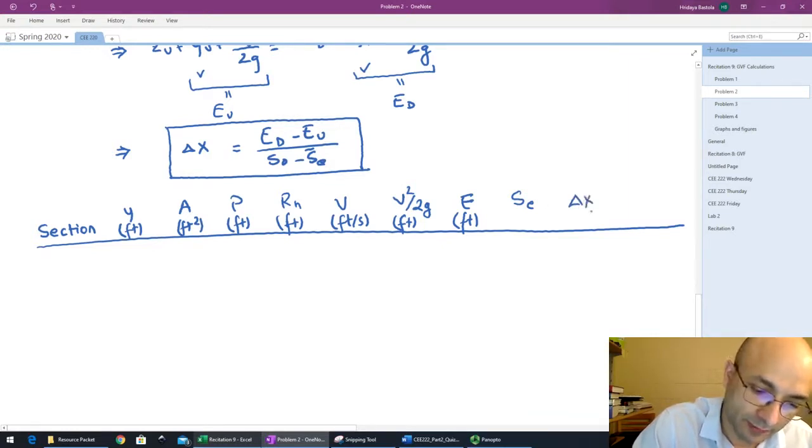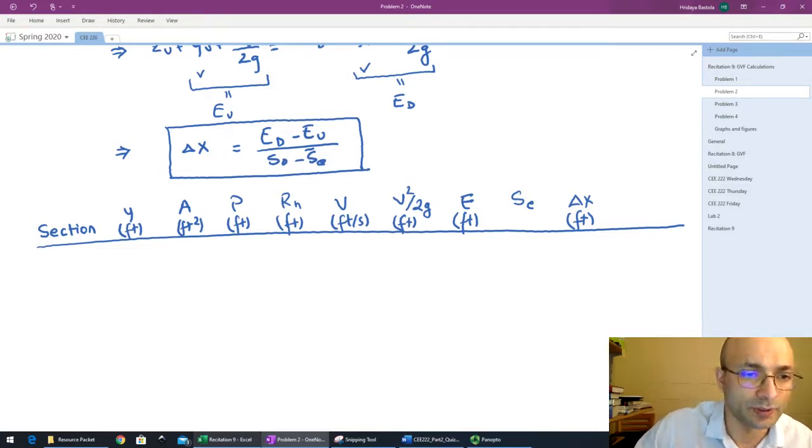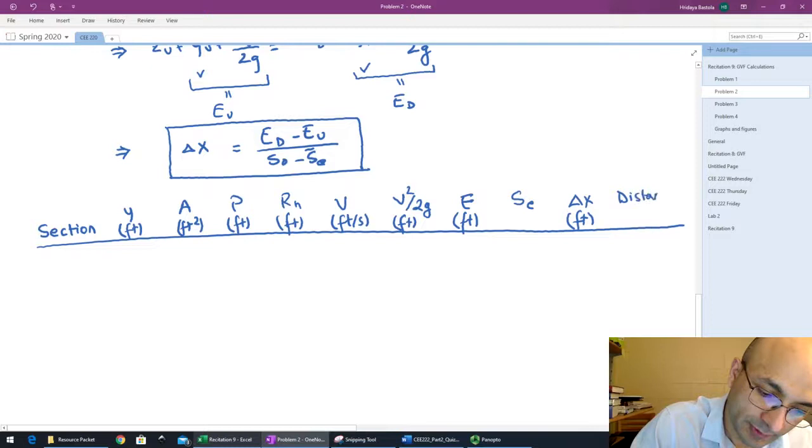And then finally we can calculate the distance of a y downstream location, provided we can then find the distance between those two known water depth values. So in this problem in particular, we are also asked to find the distance from the brink. So distance to brink.